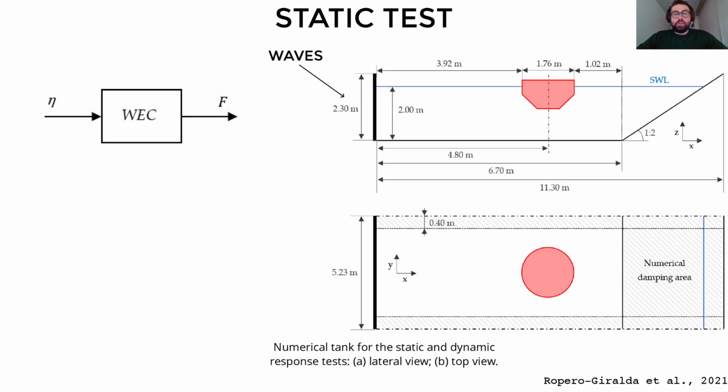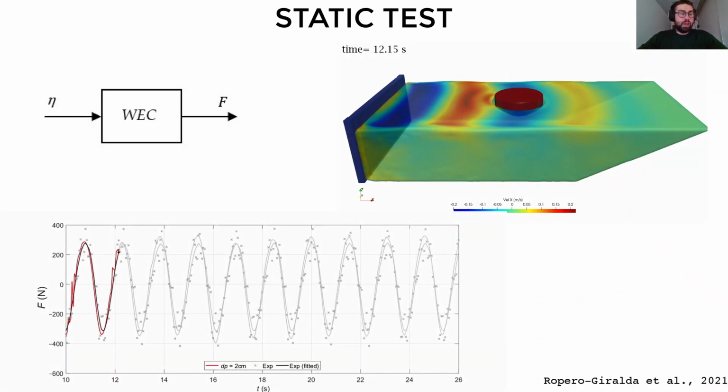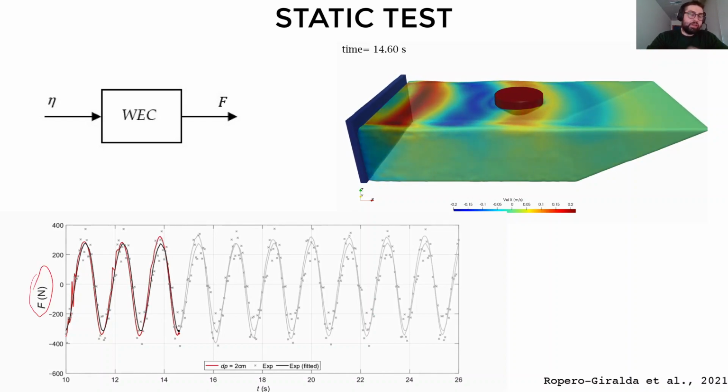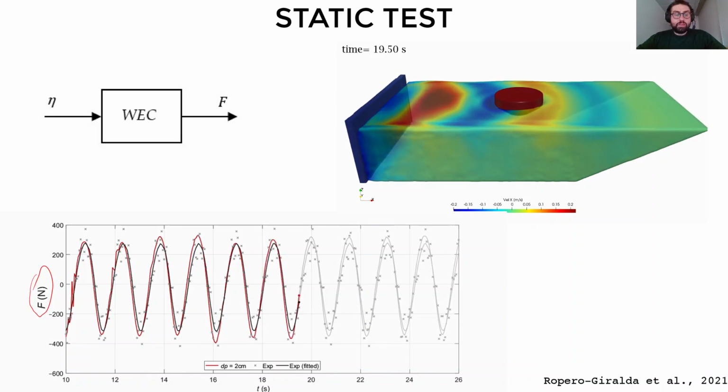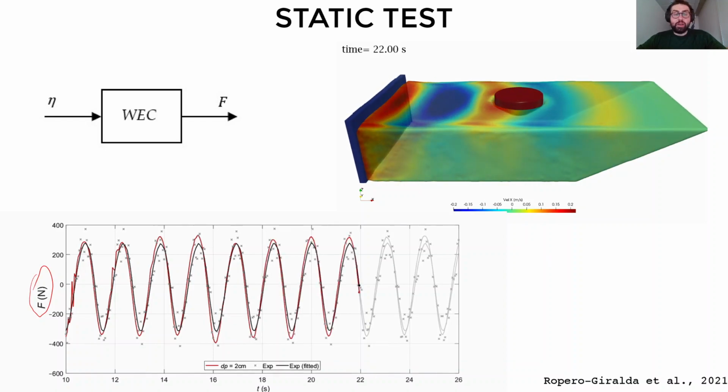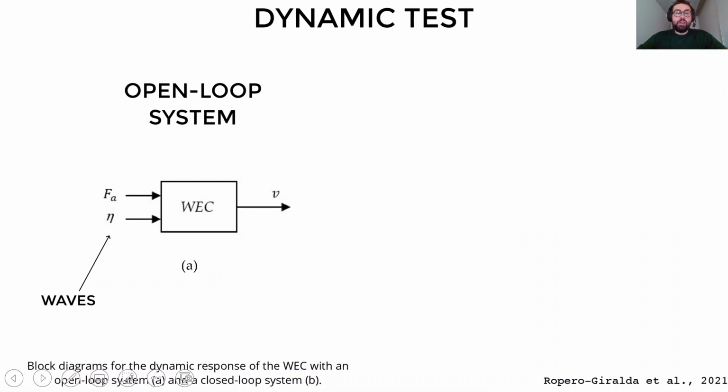So in this case, this is the numerical tank for this static test, and we are using regular waves. Here is the validation, which is performed in terms of vertical forces, and as we can see, there is a good agreement between the experimental and the numerical setup. Finally, a dynamic test is performed when waves and an external control system are applied to the wave motion.